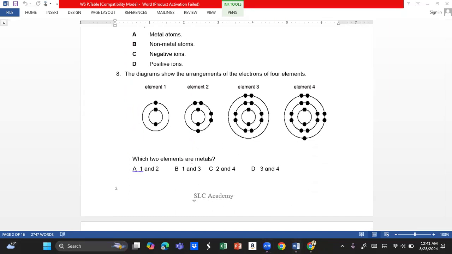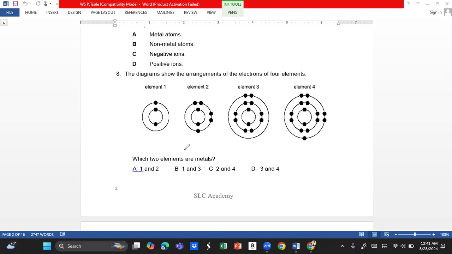So the last question is: the diagram shows the arrangement of the electrons of 4 elements. Element 1 has 2 electrons in the outer shell, 2 shells. Element 2 has 2 shells, 5 electrons. Element 3 has 2 electrons in the outer shell, it has 3 shells. Element 4 has 4 shells, it has 5 electrons in the outer shell.